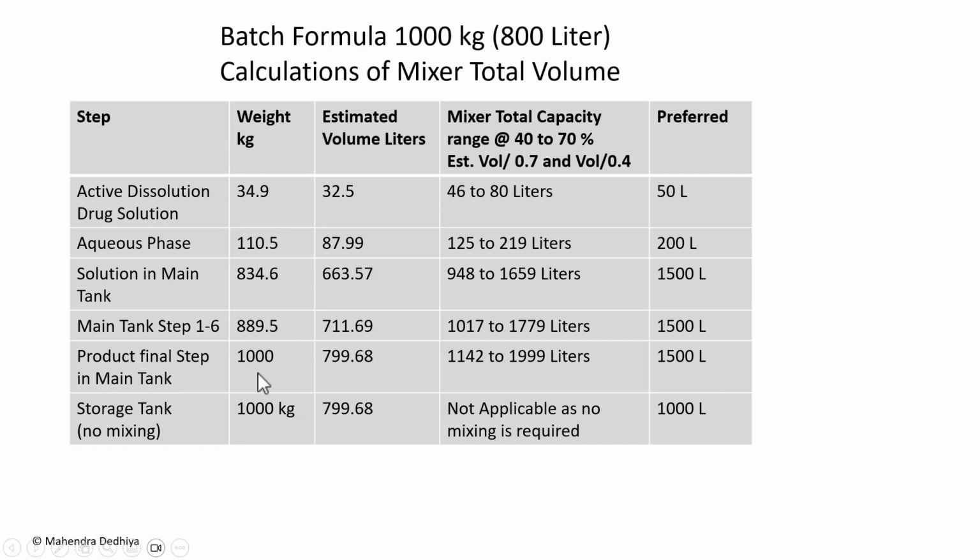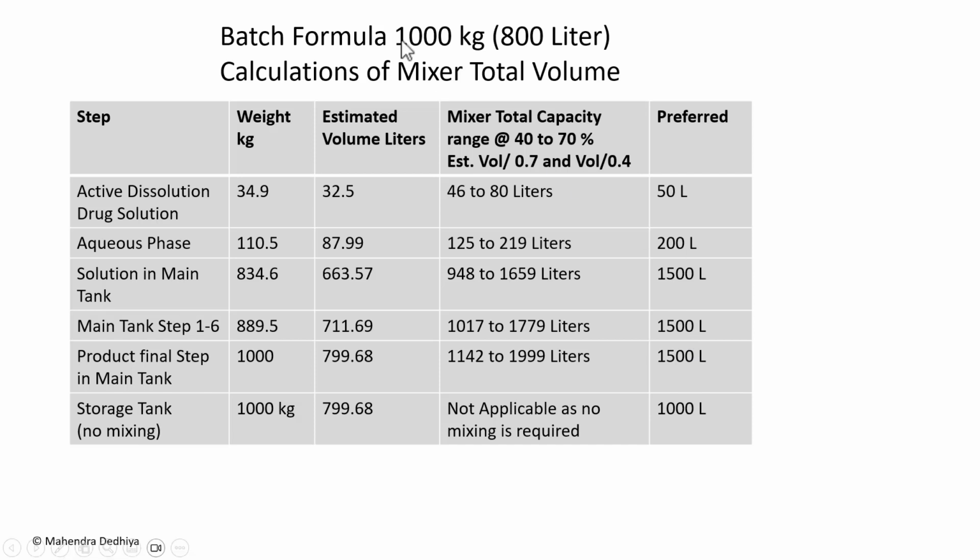The total weight of the final product in the main tank is 1000 kilos, rounded off to 800 liters. The capacity will be 1142 to 1999 liters. To select a tank size so that all these steps can be done in the same tank, we choose a 1500 liter manufacturing tank. This may change depending on the equipment available.